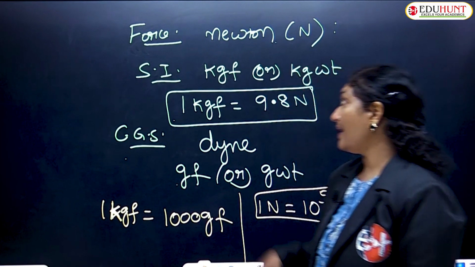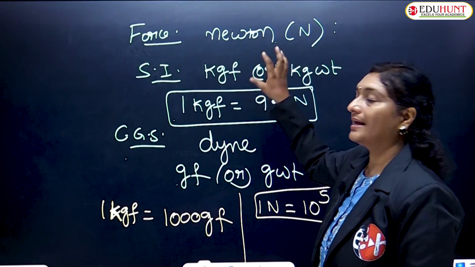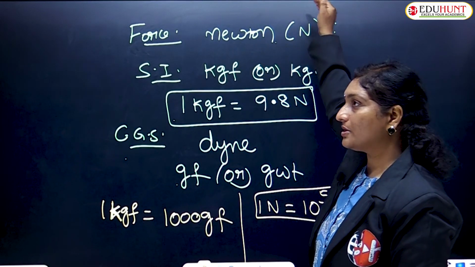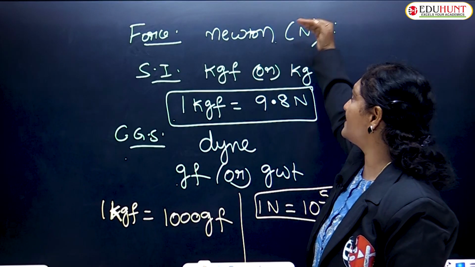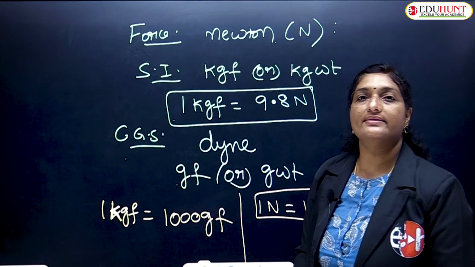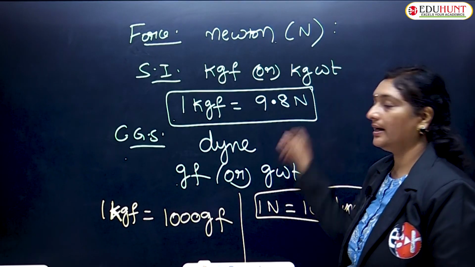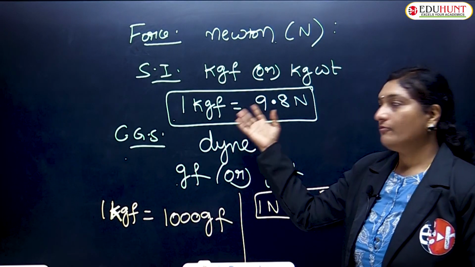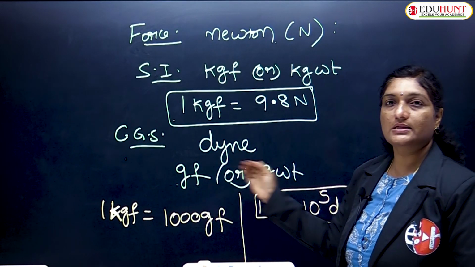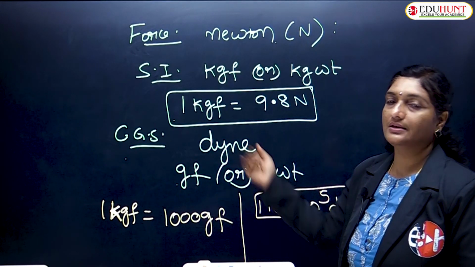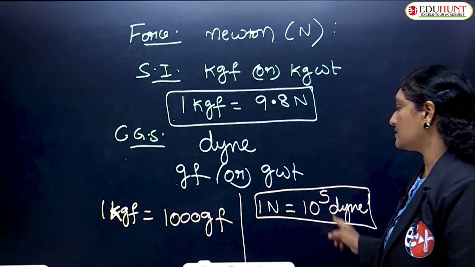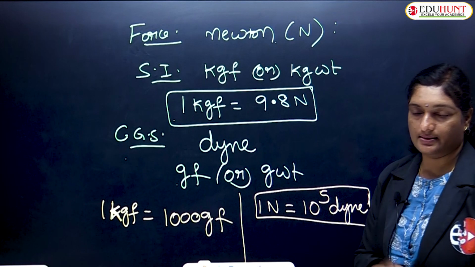Okay, and the SI unit of force is kg force or kg weight, and also Newton, where the relation between kg force and Newton is 1 kg force is equal to 9.8 Newton. Whereas the CGS unit of force is gram force or gram weight or also dyne, where the relation between Newton and dyne is 1 Newton is equal to 10 power 5 dynes.